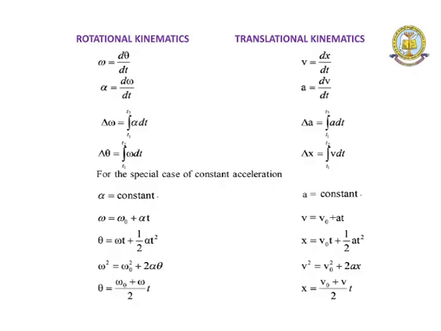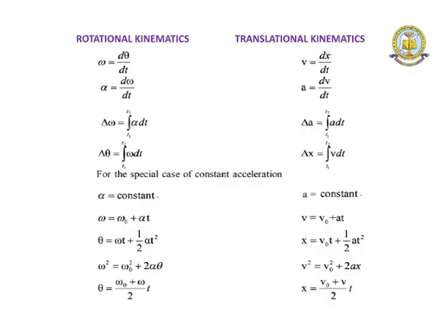Now, del omega is equal to the integration of alpha dt, and del theta is equal to the integration of omega dt. For linear motion, del v is equal to the integration of a dt, and del x is equal to the integration of v dt. These are the translatory kinematics: linear velocity, linear acceleration, and for rotational kinematics, angular velocity and angular acceleration. Now the special cases of constant angular acceleration and linear acceleration: alpha is equal to constant and a is equal to constant. This is the linear and this is the angular.